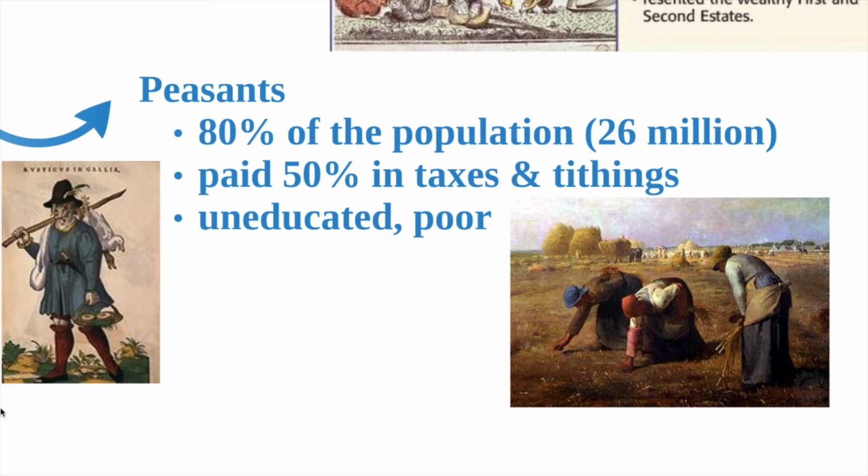They don't have anything. They don't have any power. They don't have any wealth to speak of. They have numbers, right? They're a huge group of people, but they're very spread out across the French countryside. They're definitely not united in any way, shape, or form.